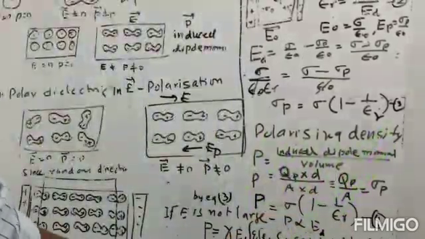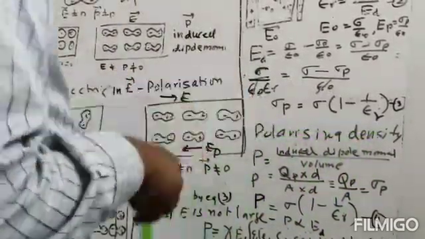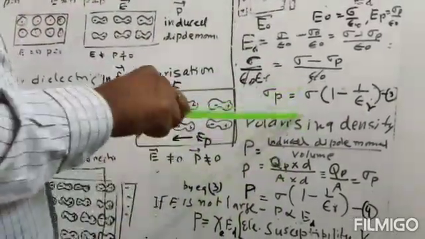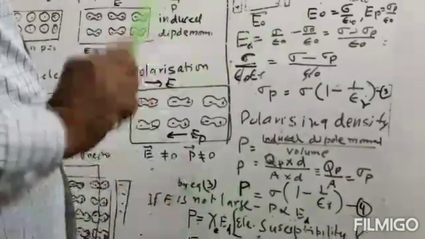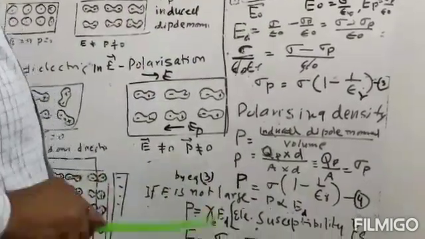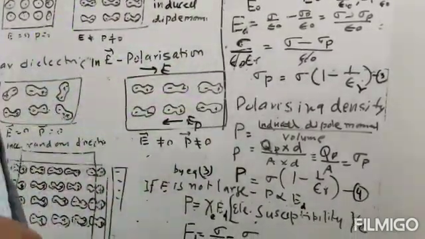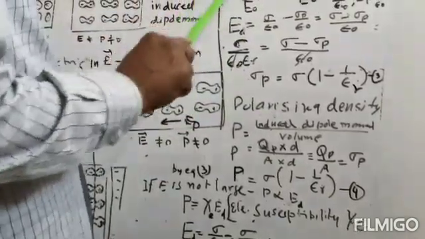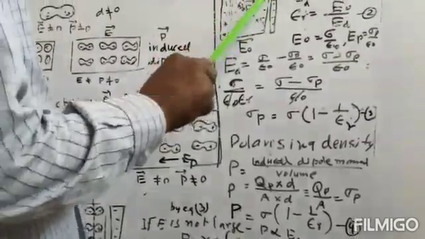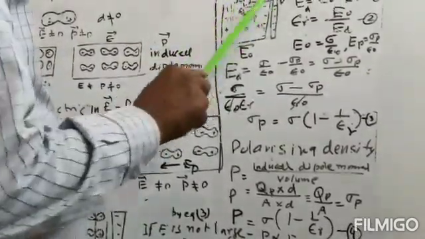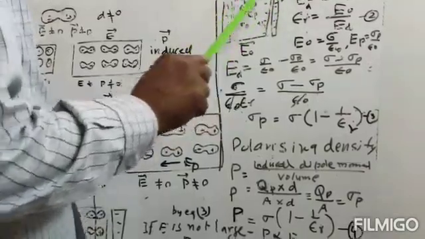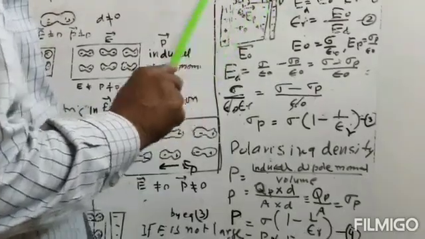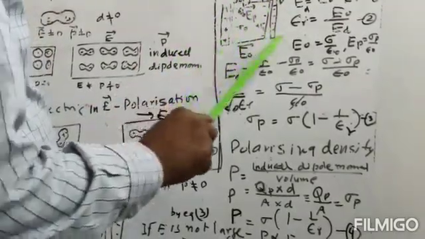Now what is the polarization density? What do you mean by the polarization density? Polarization density means the dipole moment per unit volume. Now what will be the dipole moment? Dipole moment will be equal to charge multiplied by the distance. Now the charge here, due to the polarization, is minus Q here and plus Q here. So the dipole moment will be equal to charge multiplied by the distance between these two plates, which is small d.